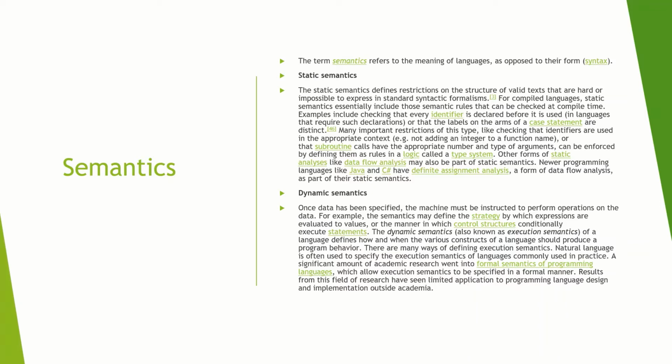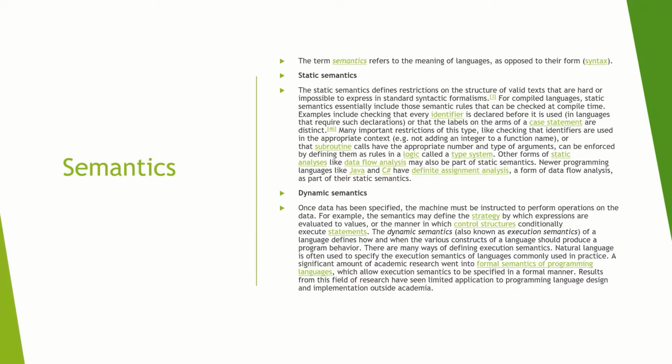Static semantics defines restrictions on the surface structure of valid text that are hard or impossible to express in standard syntactic formalisms. For compiled languages, static semantics essentially include those semantic rules that can be checked at compile time. Examples include checking that every identifier is declared before it is used in languages that require such declaration, or that the labels on the arms of case statements are distinct. That was basically the static semantics definition.